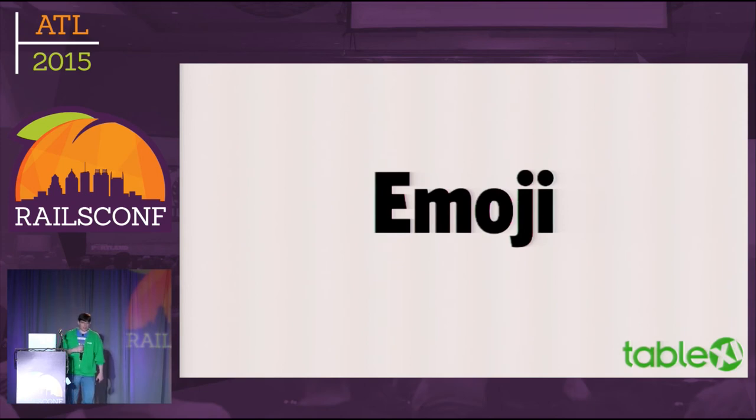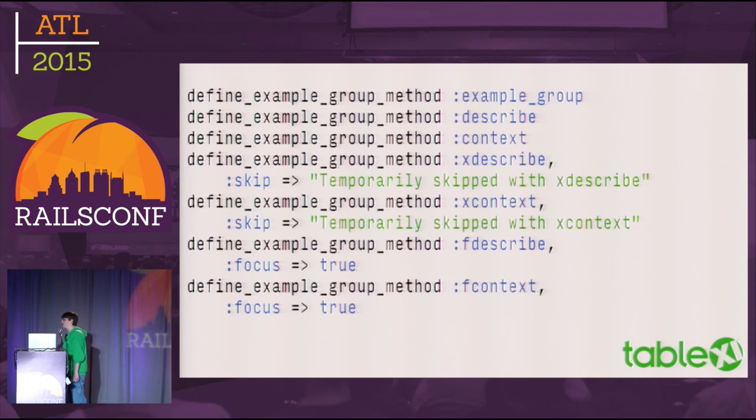So, the emoji trick, a brief interlude for the emoji trick. The emoji trick takes advantage of these `define_example_group_method` and `define_example_method` methods that I showed before. This is also from RSpec, from the internals of example group. `define_example_group_method` is the method that RSpec uses to say what an example group should do when it's created. And these are all the ways that you can, by default, create an example group in RSpec.